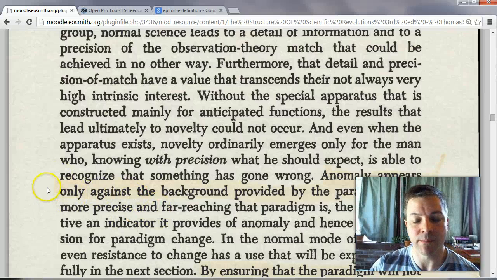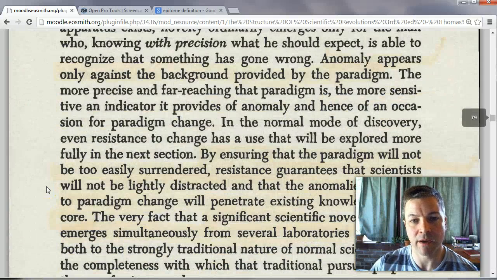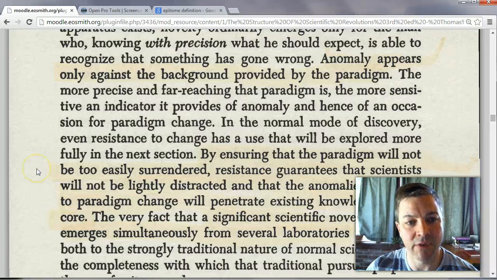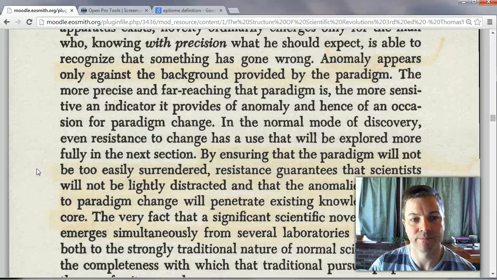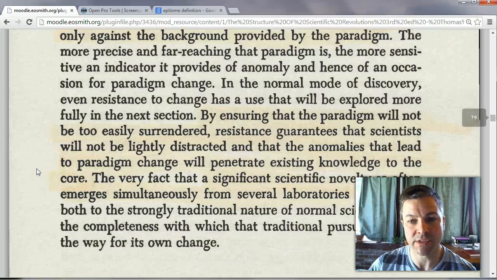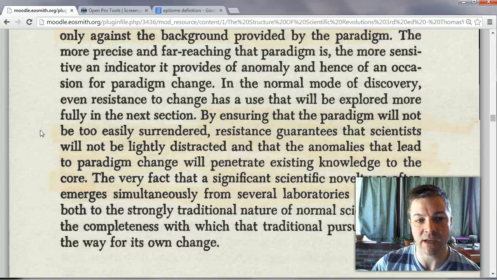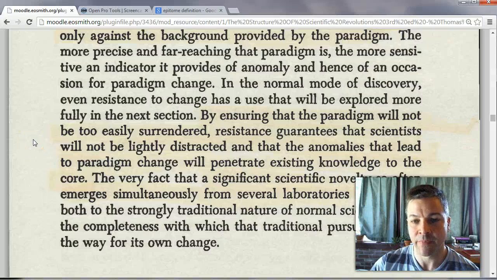Anomaly appears only against the background provided by the paradigm. The more precise and far-reaching that paradigm is, the more sensitive an indicator it provides of anomaly, and hence of an occasion for paradigm change. In the normal mode of discovery, even resistance to change has a use that will be explored more fully in the next section. By ensuring that the paradigm will not be too easily surrendered, resistance guarantees that scientists will not be lightly distracted, and that the anomalies that lead to paradigm change will penetrate existing knowledge to the core.